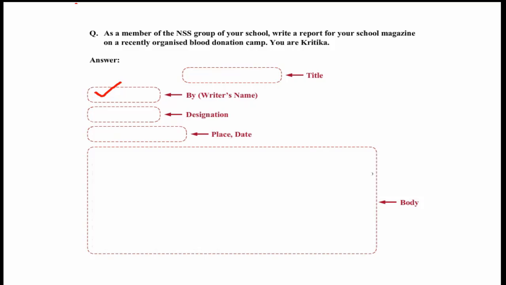written by whom this report is, okay. Then post is required, your post, whether you are a student, a head boy, head girl, or a librarian or music teacher or science teacher, whatever you are, you have to write your designation here. And don't forget to leave space in between, okay. One line space should be left.